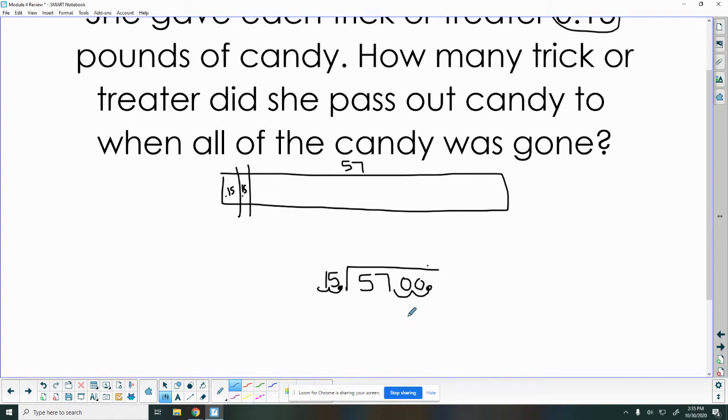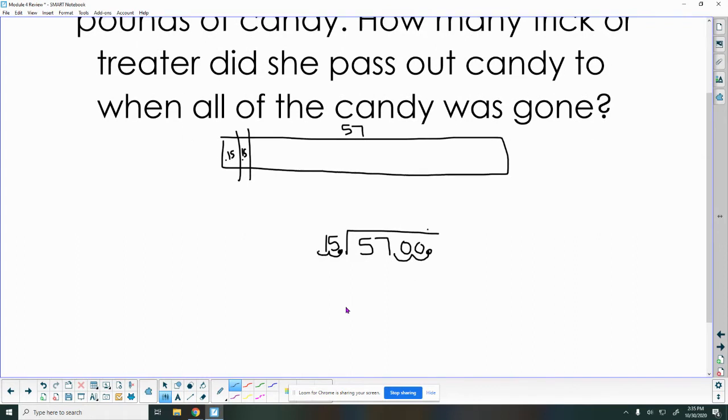So pause the video and go ahead and try that. Then come back when you're ready to check. So I'm going to make myself a list of 15s here to get started. So 15, 30, 10 more is 40, and 5 is 45. 10 more is 55, 5 more is 60. 10 more is 70, 5 more is 75. 10 more is 85, and 5 more is 90. 10 more is 100, and 5 more is 105. Let's go one more place. 10 more is 115, and 5 more is 120.